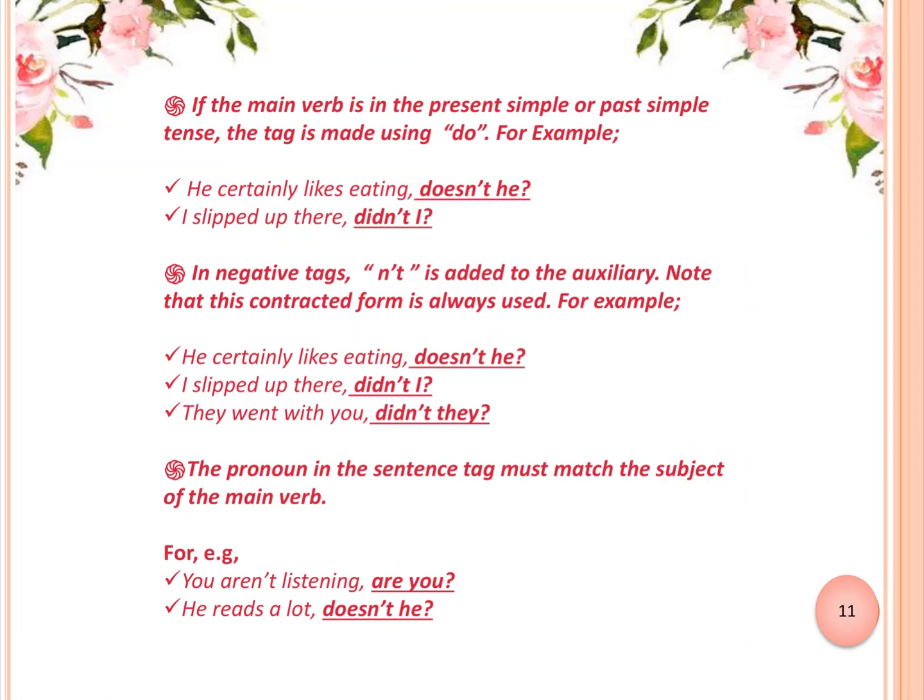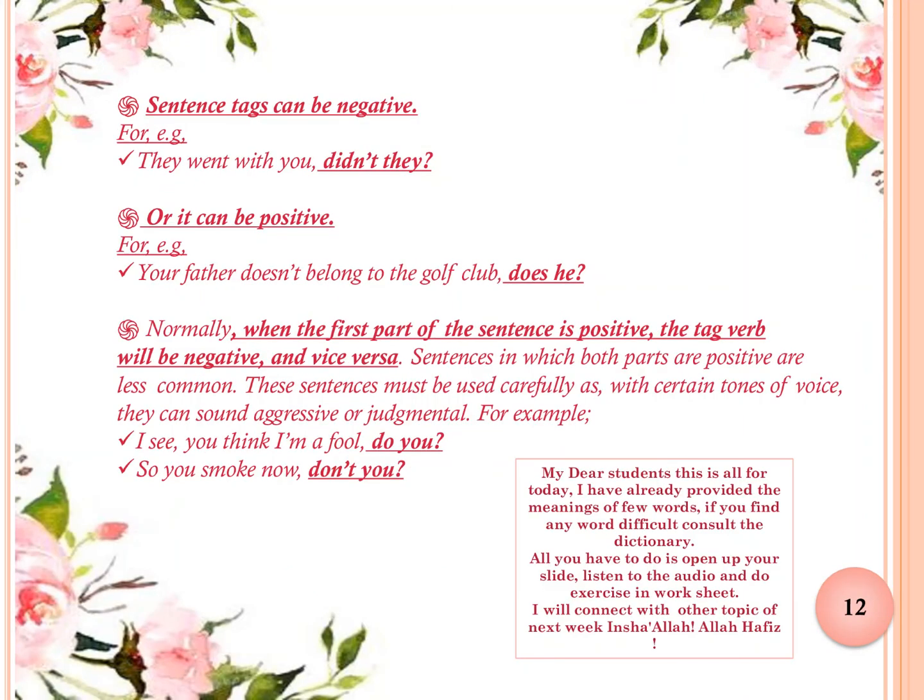The pronoun in the sentence tag must match the subject of the main verb. For example, you aren't listening, are you? He reads a lot, doesn't he? Sentence tags can be negative. For example, they went with you, didn't they? Or it can be positive. For example, your father doesn't belong to the golf club, does he?